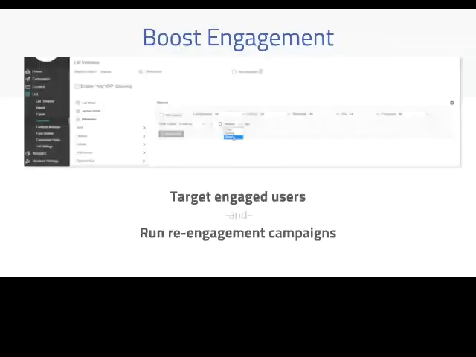As far as boosting engagement, like I touched on, mailbox providers want to see high engagement. That's what is going to determine if they're sending messages to the inbox or the spam folder. Target those engaged users and run re-engagement campaigns. Re-engagement campaigns are really important for the unengaged. So if there are users that haven't opened in a while, run a re-engagement campaign to entice them. Give them a good offer to see if you can get them back engaged. That's something that's really helpful.